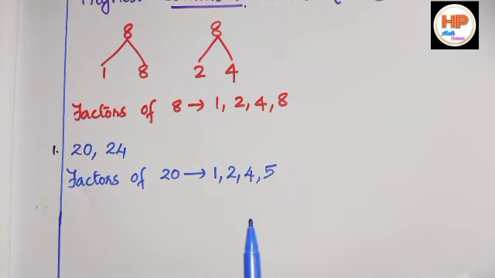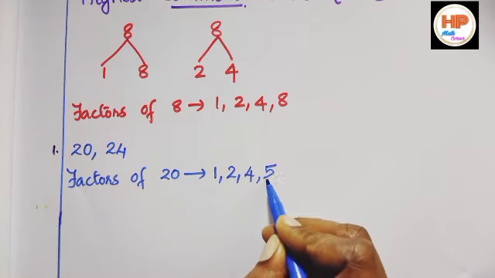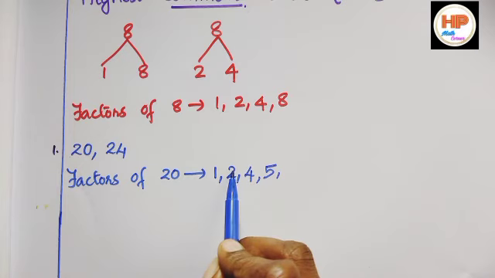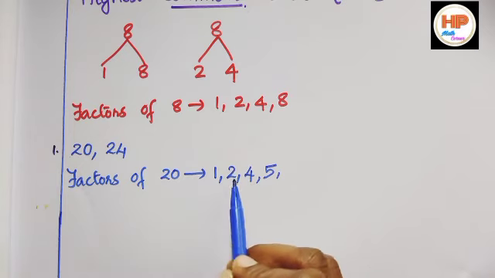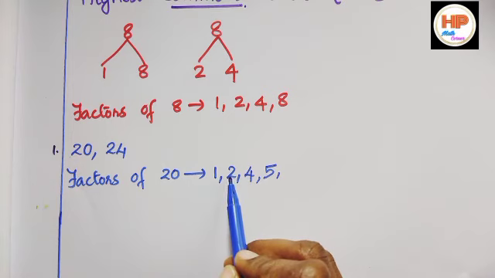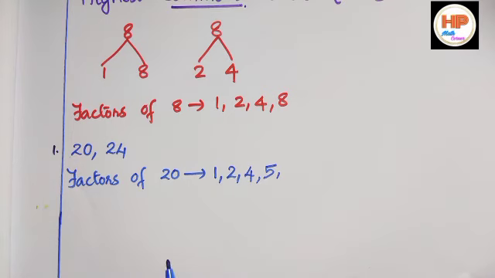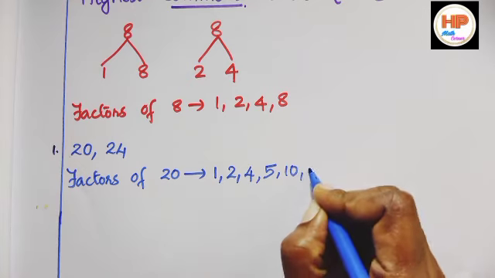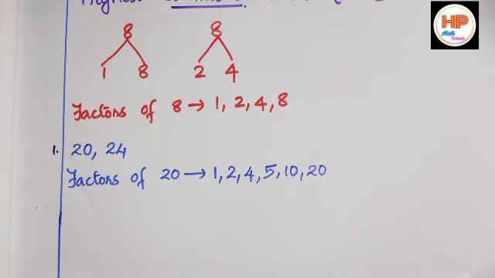Then, listen here. We know 5 4s are 20 or 4 5s are 20. Then what will be the next factor? Yes, just move to the previous number. That is 2. Which number should be multiplied by 2 to get 20? Yes, 10. Again, how to consider this 1? So 1 20 is 20. So which are the factors of 20? 1, 2, 4, 5, 10 and 20.